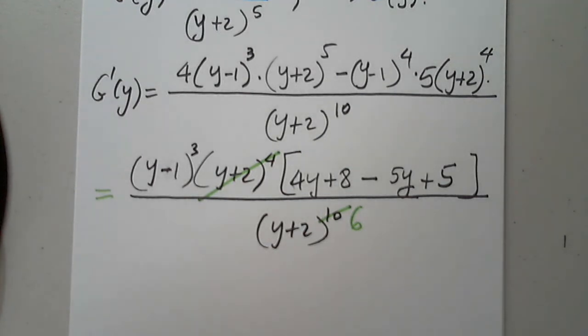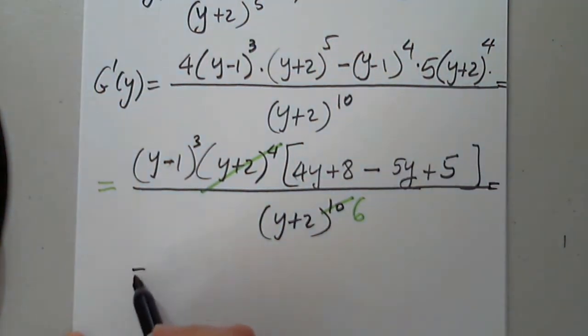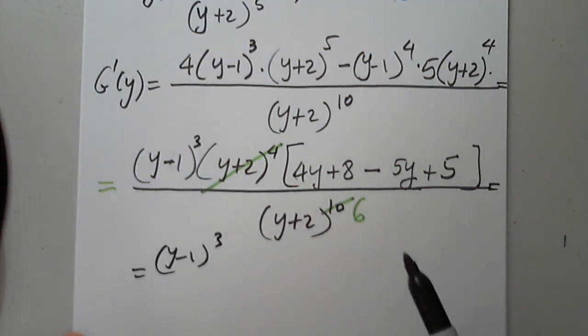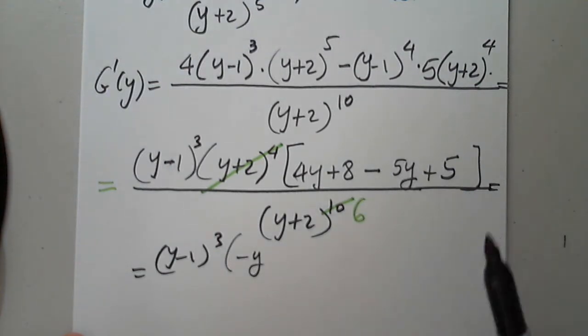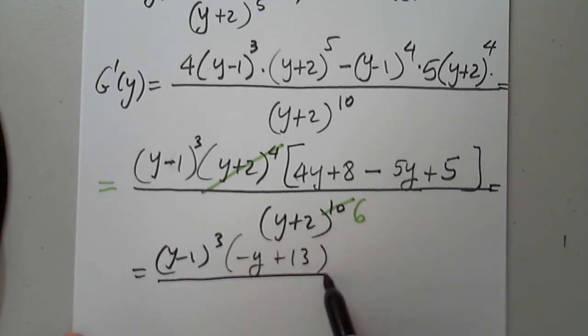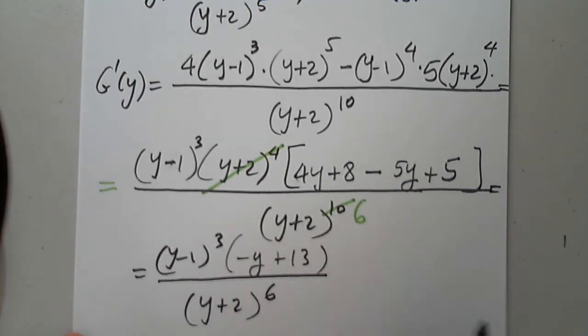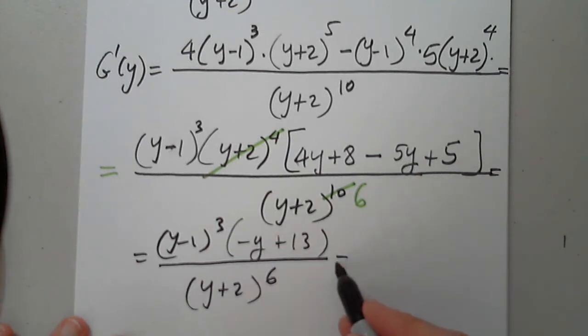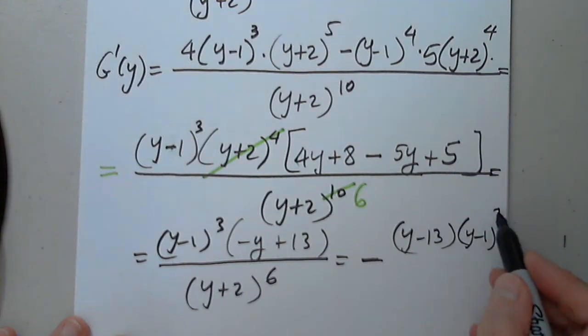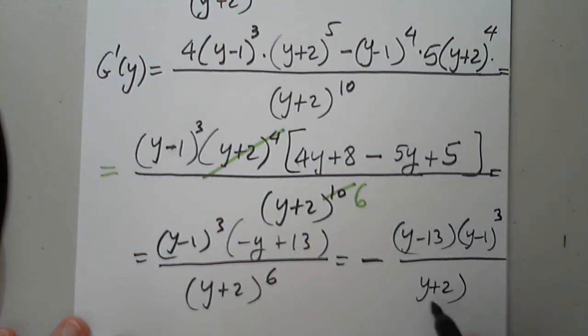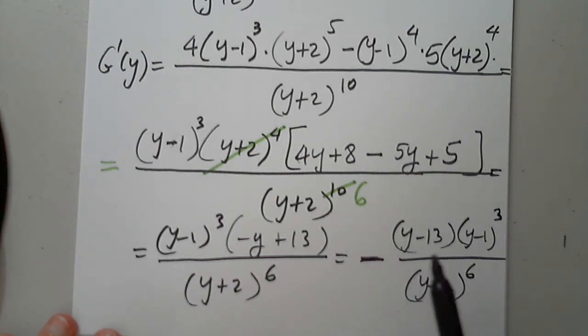So the final simplified form equals y minus 1 to the third, 4y minus 5y is negative y, and 8 plus 5 is 13, over y plus 2 to the 6th power. This is what we need. Basically, with negative in front, negative y minus 13, y minus 1 to the third, over y plus 2 to the 6th. You could say that I'm allergic to negative leading coefficients, and I want this simplified form.